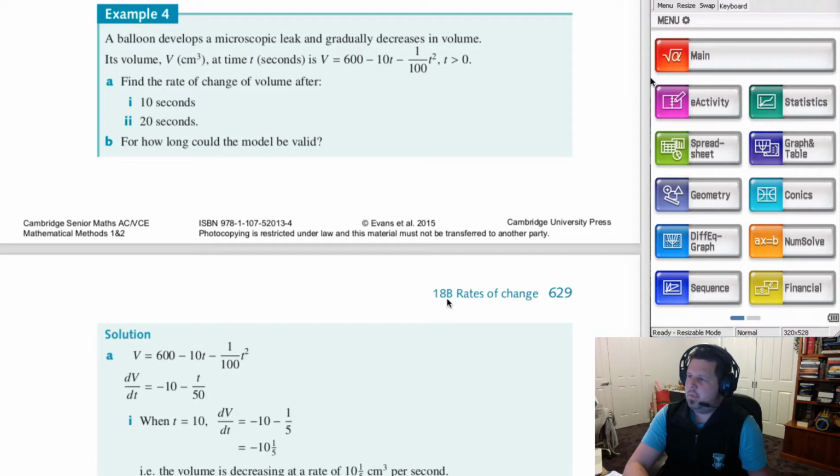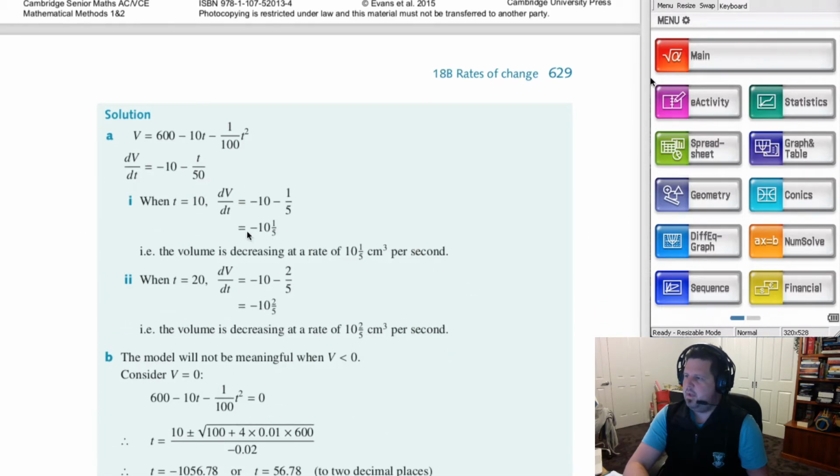Now, what we need to do is find out what the rate of change is after 10 seconds. So we're going to be substituting time as being 10 into the derivative. So when t equals 10, we're going to plug that into the derivative here. 10 over 50 simplifies down to 1 over 5. We can run that calculation. It's negative 10 and 1/5. Now, what that actually means is that the volume is decreasing, because it's a negative value, at a rate of 10 and 1/5 centimeters cubed per second. So that's the volume. It's decreasing per second.